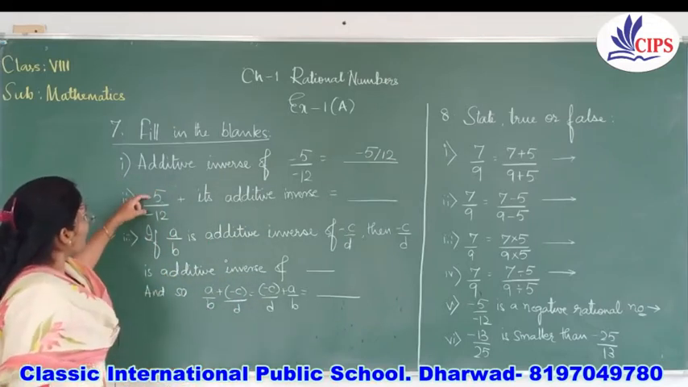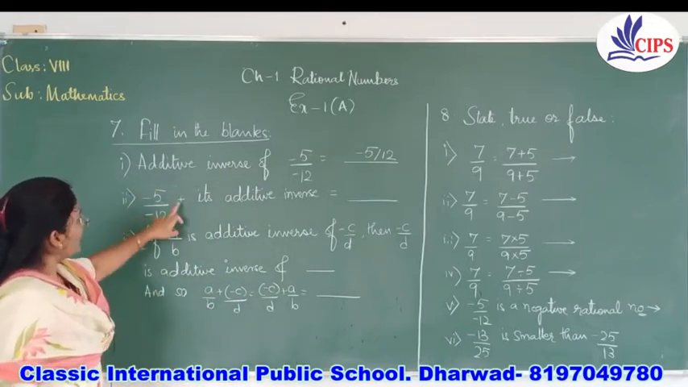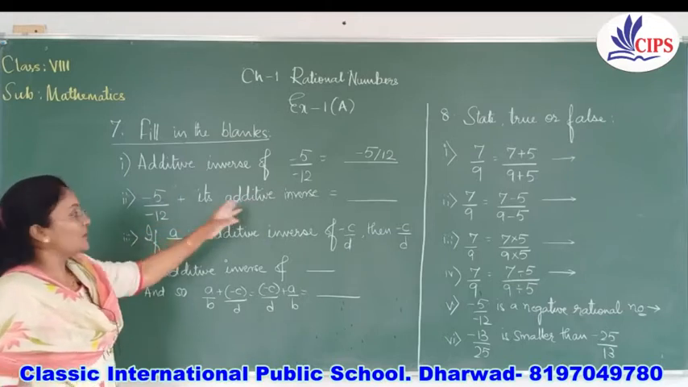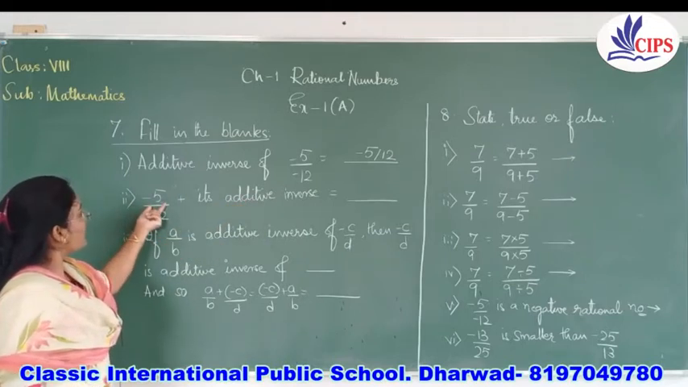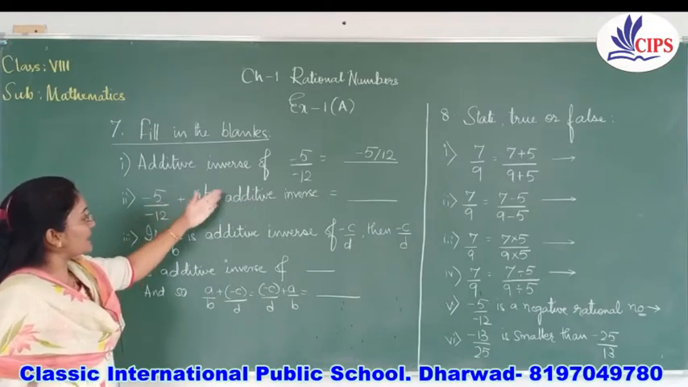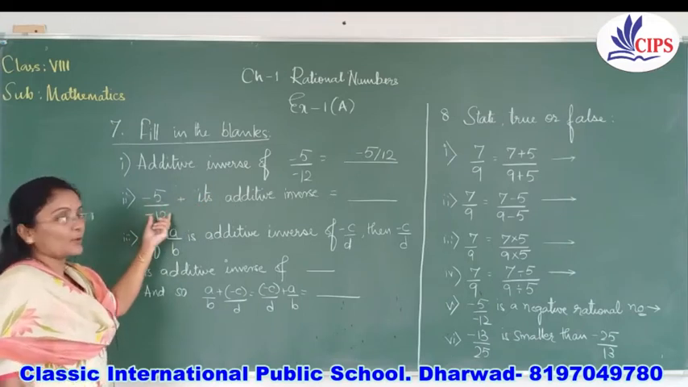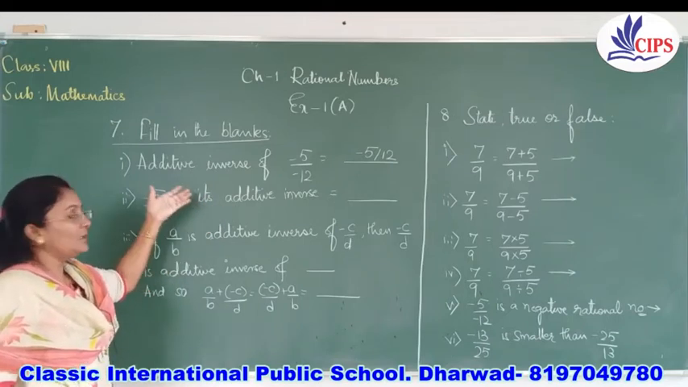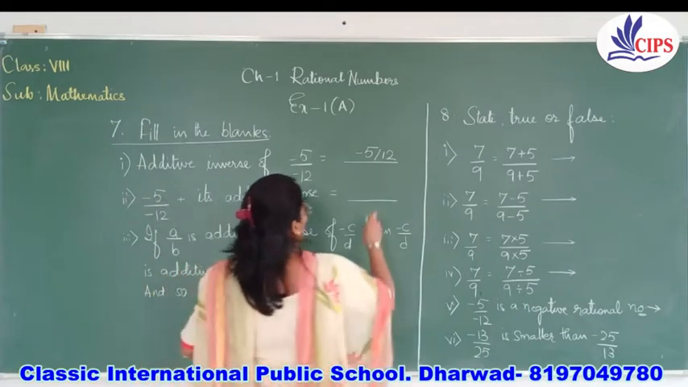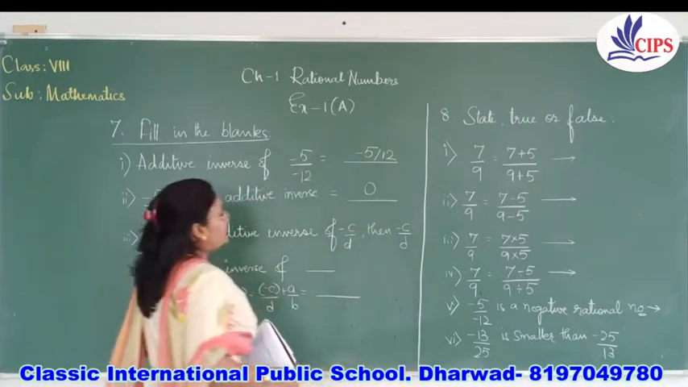Now, minus 5 by minus 12 plus its additive inverse. Here it is positive, and when you take its additive inverse, it becomes negative. So one positive number and one negative number, when you add the same number with its inverse, you get the answer 0.